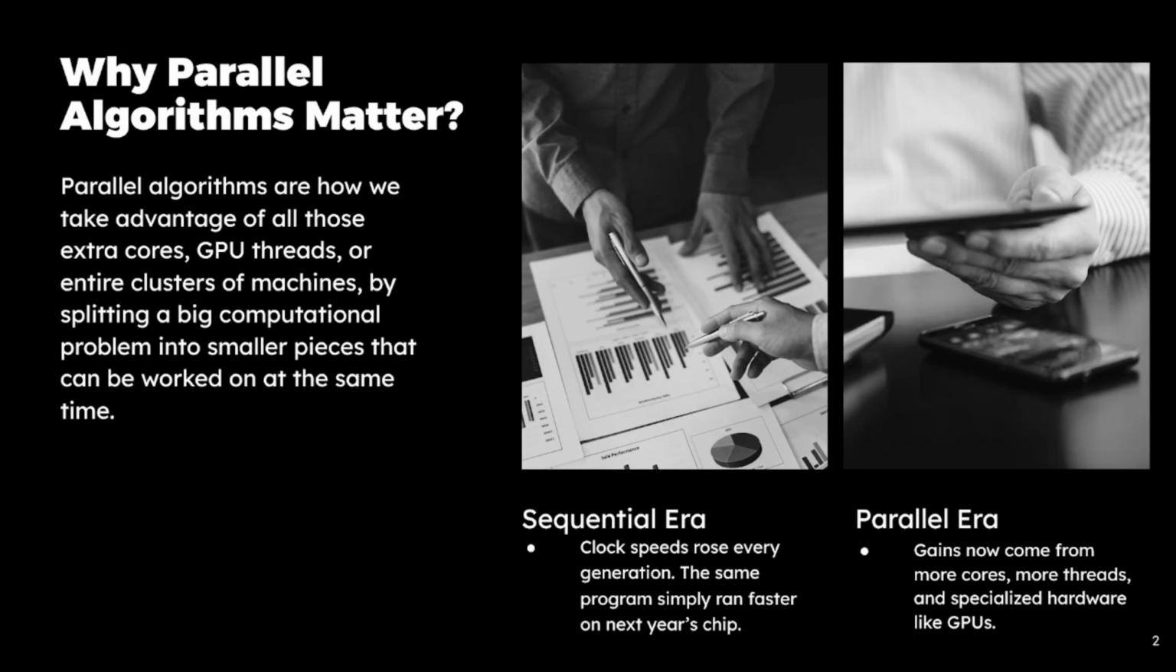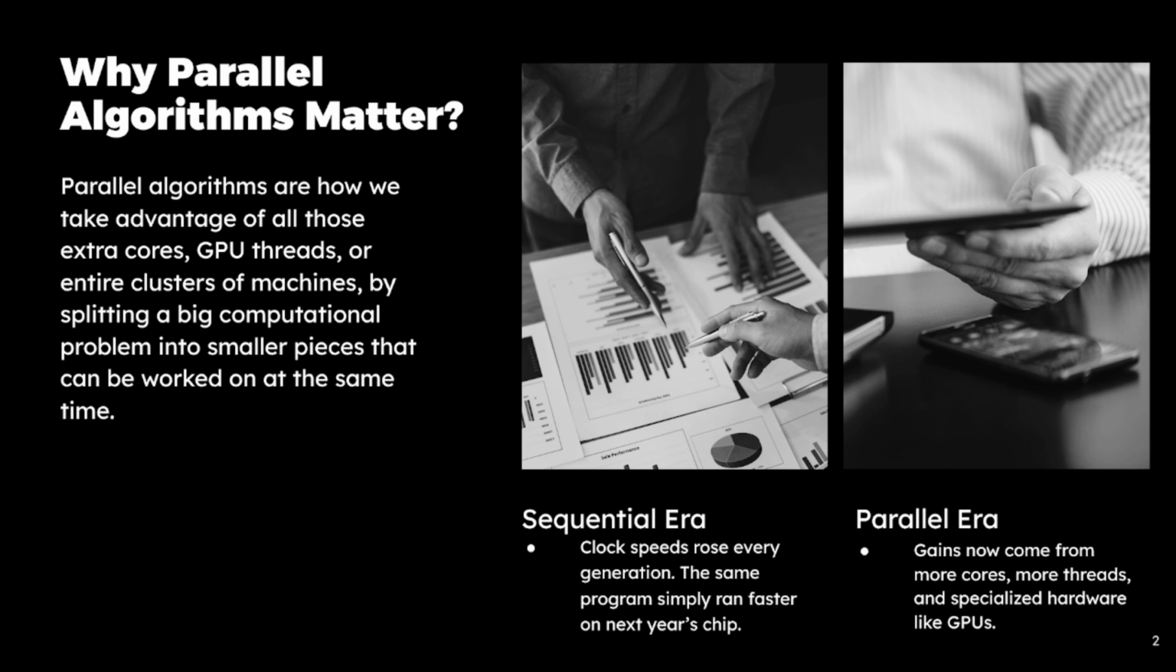So why do we need parallel algorithms in the first place? For decades, computing performance improved mostly because clock speeds kept increasing. The same program just ran faster on next year's chip. That trend basically stalled in the mid-2000s because of power and heat constraints. Since then, performance gains have come from adding more cores, more threads, and more specialized hardware like GPUs, rather than making a single core faster.